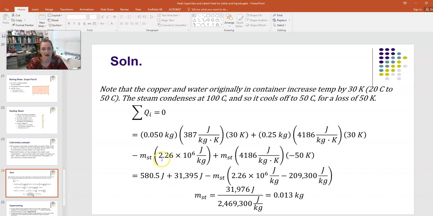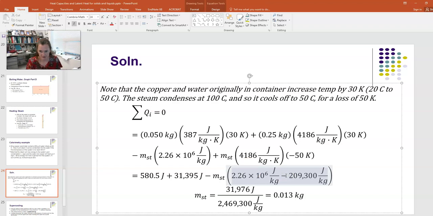And then I can combine the mass of the steam, right, minus the mass of the steam times the 2.26 times 10 to the 6th plus, right, sorry, that should be plus right there because the minus sign is on the outside. Okay, so plus 209,300, which comes from multiplying 4186 times 50. Okay? So when I combine those two things, right, then I end up with 2,469,300 joules per kilogram. So now I have an algebraic equation.